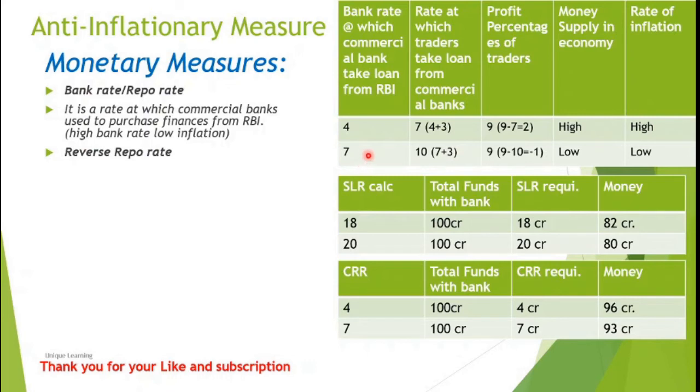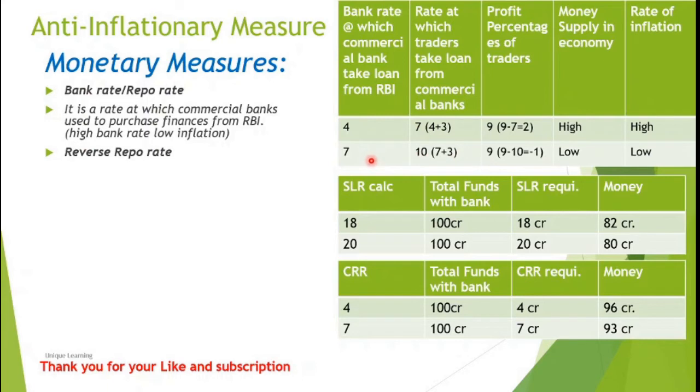Now let us understand, if the RBI wants to reduce inflation in one particular sector, what is it going to do? The bank rate would be increased by 3%. For example, it is 7% now. Now what is happening?